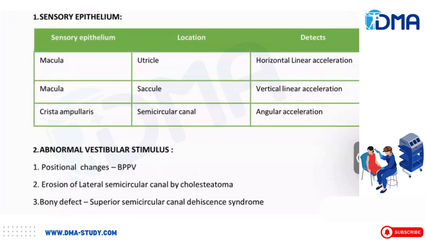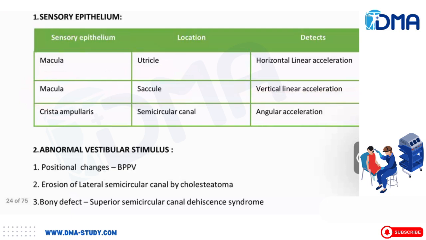Now we have separate epithelium for linear balance and separate epithelium for angular balance. So what are the epithelia? We have the macula. The macula over the utricle is for horizontal linear acceleration. The macula over the saccule is meant for vertical linear acceleration. Very, very important: which is for horizontal and which is for vertical, they will ask.